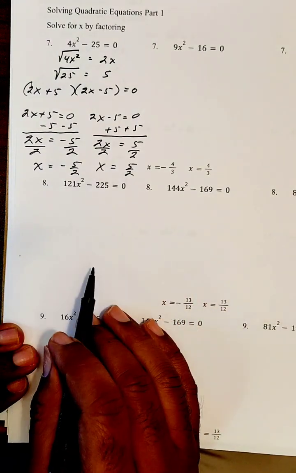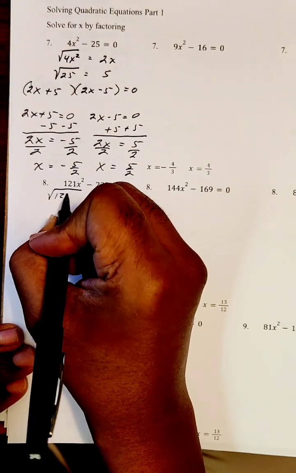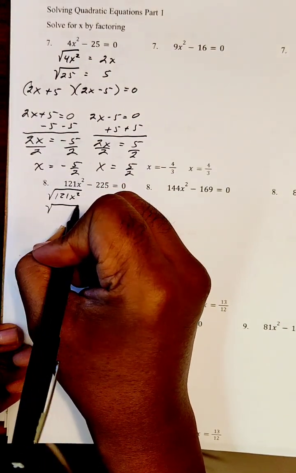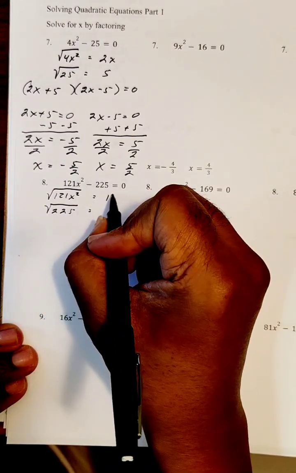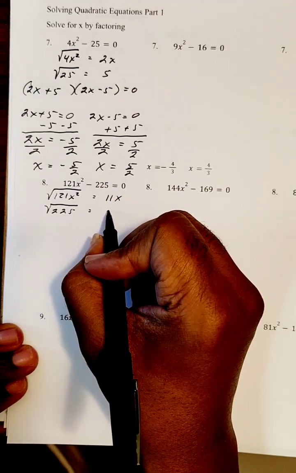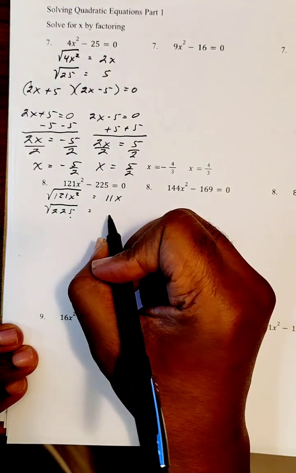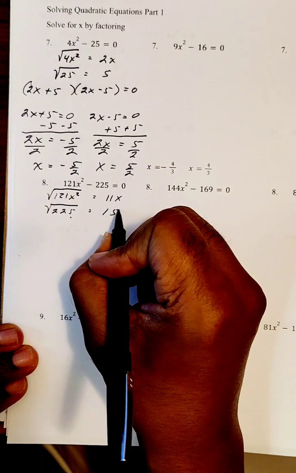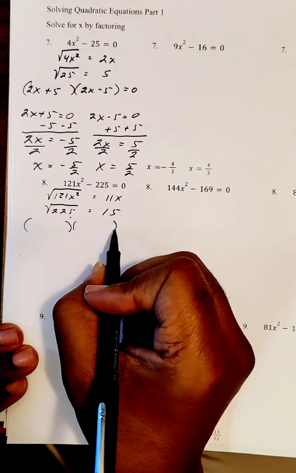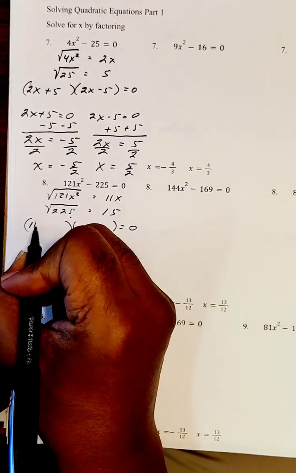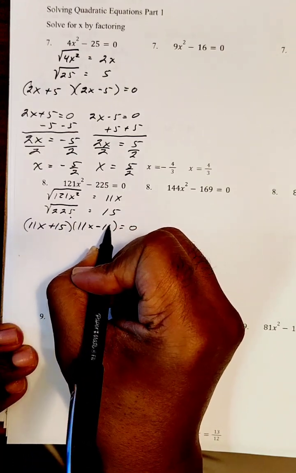Okay, next. We have a binomial here. We're going to take the square root of 121x squared and the square root of 225. We're going to get 11x and the square root of 225. I think it's 15. Yeah, I think it's 15. And so we're going to write these as conjugates. So this will be 11x plus 15, and also 11x minus 15.